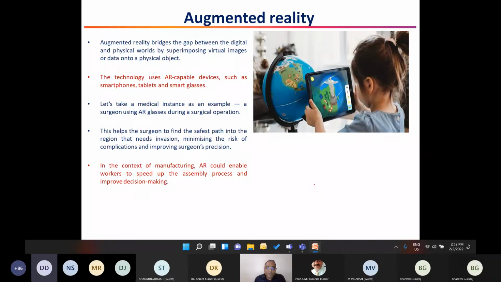All right. So one more technology that is gaining popularity these days is called augmented reality, right? Augmented reality, and there is one more term called virtual reality. There is a slight difference between the two. If I have to give you one simple example of augmented reality, I'm sure many of you have tried this application from Google. It's called Google Lens, right?